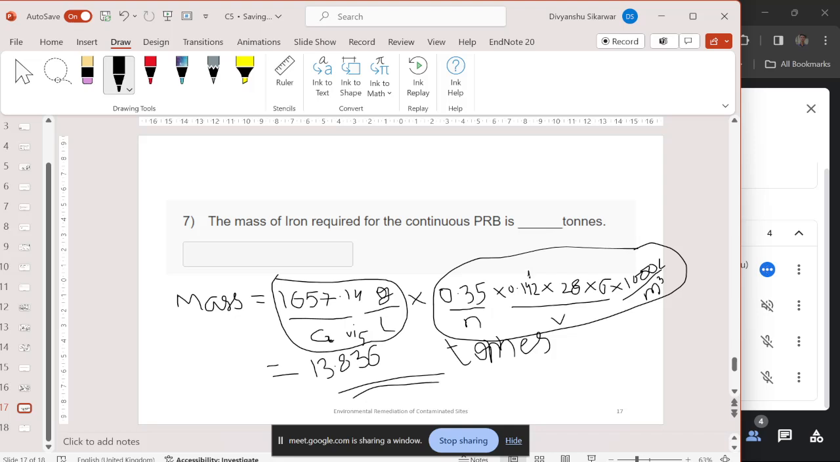So the thickness of the PRB and 28 into 6 area, and the thickness will give us the volume. Multiplied by porosity, and that volume multiplied by concentration will give us the mass, which comes around 14.836 tons.